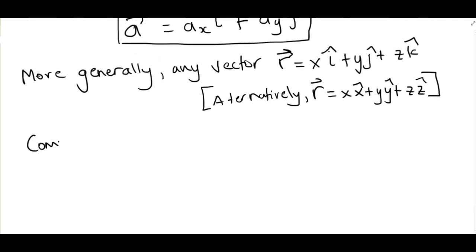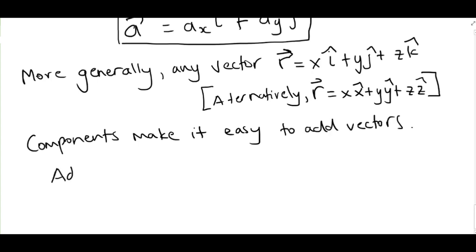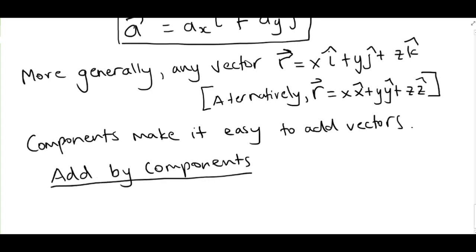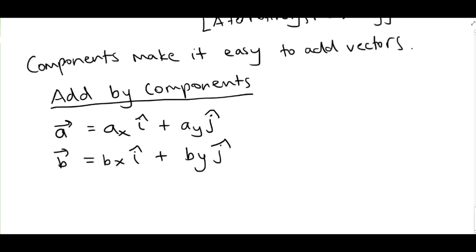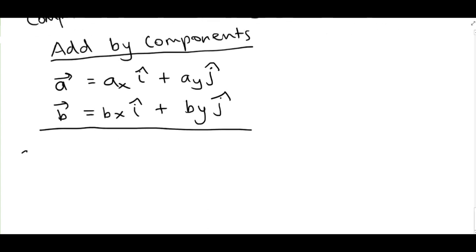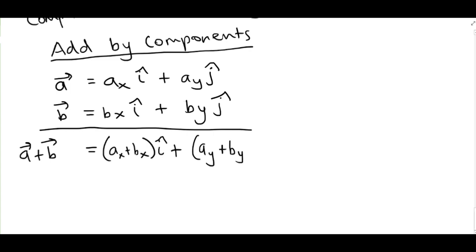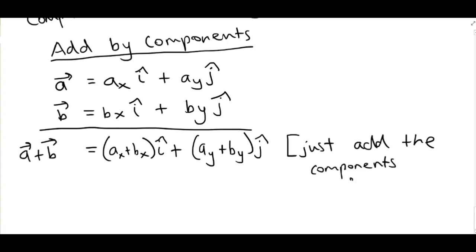The reason that we write vectors in component form is that it makes it much easier to add them together. The way we can add them is by components. Say, for example, we have vector A, which is equal to Ax i hat plus Ay j hat, and a vector B, which is equal to Bx i hat plus By j hat. If I were to add these two vectors together, A plus B is equal to (Ax plus Bx) i hat plus (Ay plus By) j hat. This is just a way of adding the components separately.